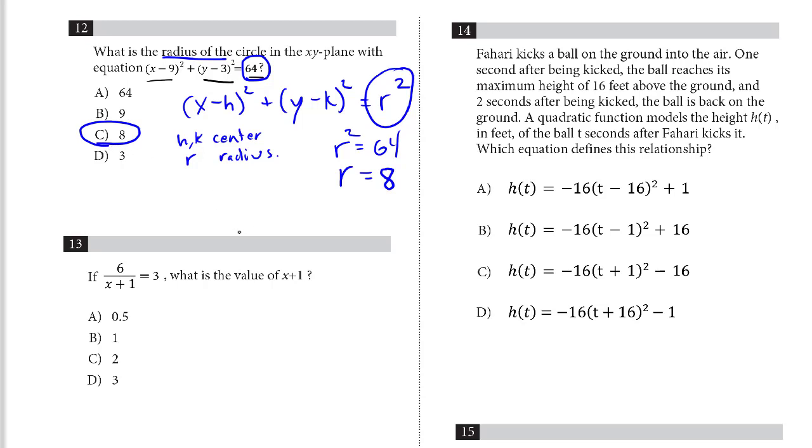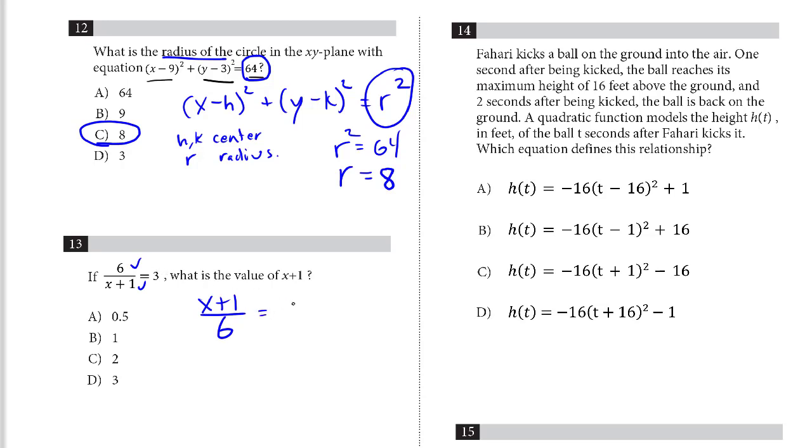8 is the radius. 13. If 6 over (x + 1) equals 3, what is the value of x + 1? Well, the first thing I might do is just simply take the reciprocal of both sides. (x + 1) divided by 6. I'm switching numerator and denominator on the left, and I'll do the same on the right.